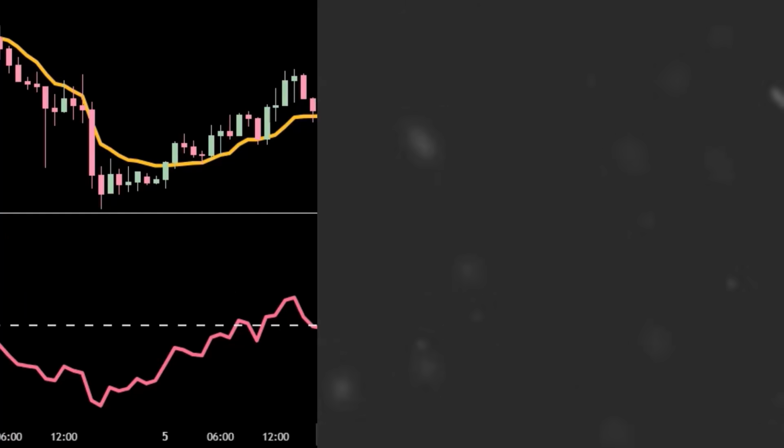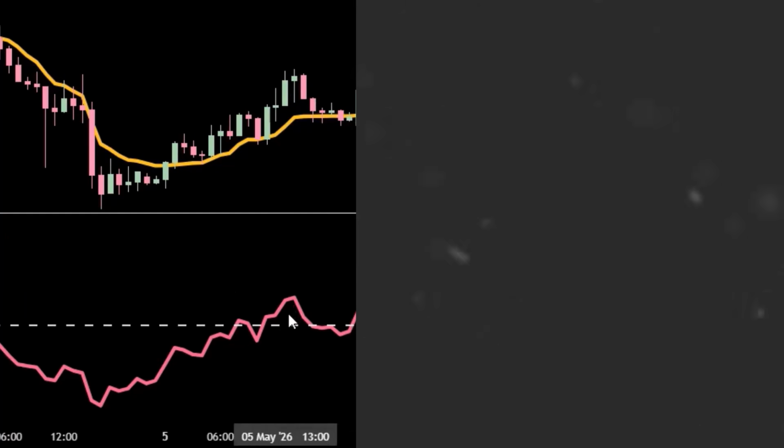But we don't want to buy immediately. Instead, we wait for a pullback toward KAMA. Now watch what happens. Price starts pulling back and at the same time, RSI moves below the 50 level. We don't enter here. We simply wait. Why? Because the pullback is still developing and we want to see whether bullish momentum returns.